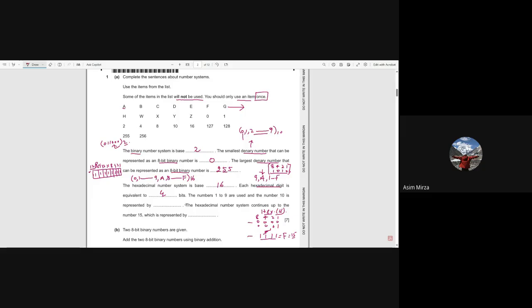I hope that it's clear, right? So the numbers 1 to 9 are used and the number 10 is represented by A, I just told you, that is A is equal to 10, right? Because he is still sticking to the point which is hexadecimal number. The hexadecimal number system continues up to the number 15, which is represented by F, right? So I hope this clears you very much.